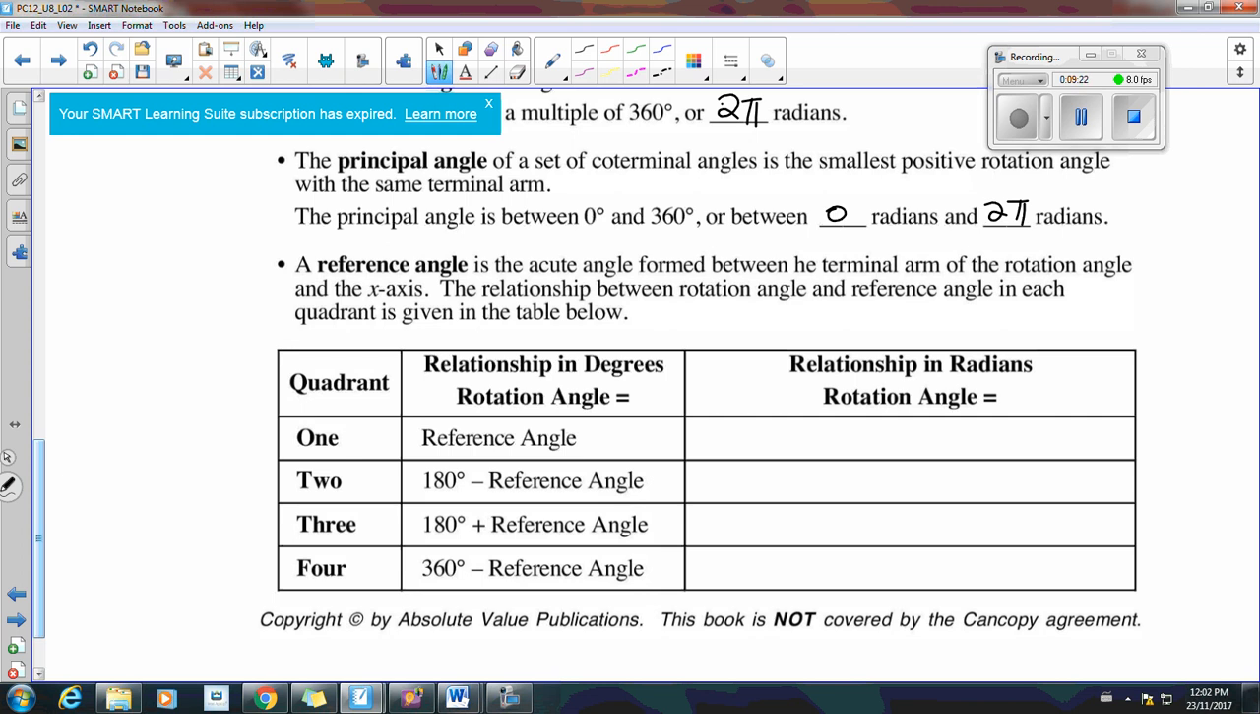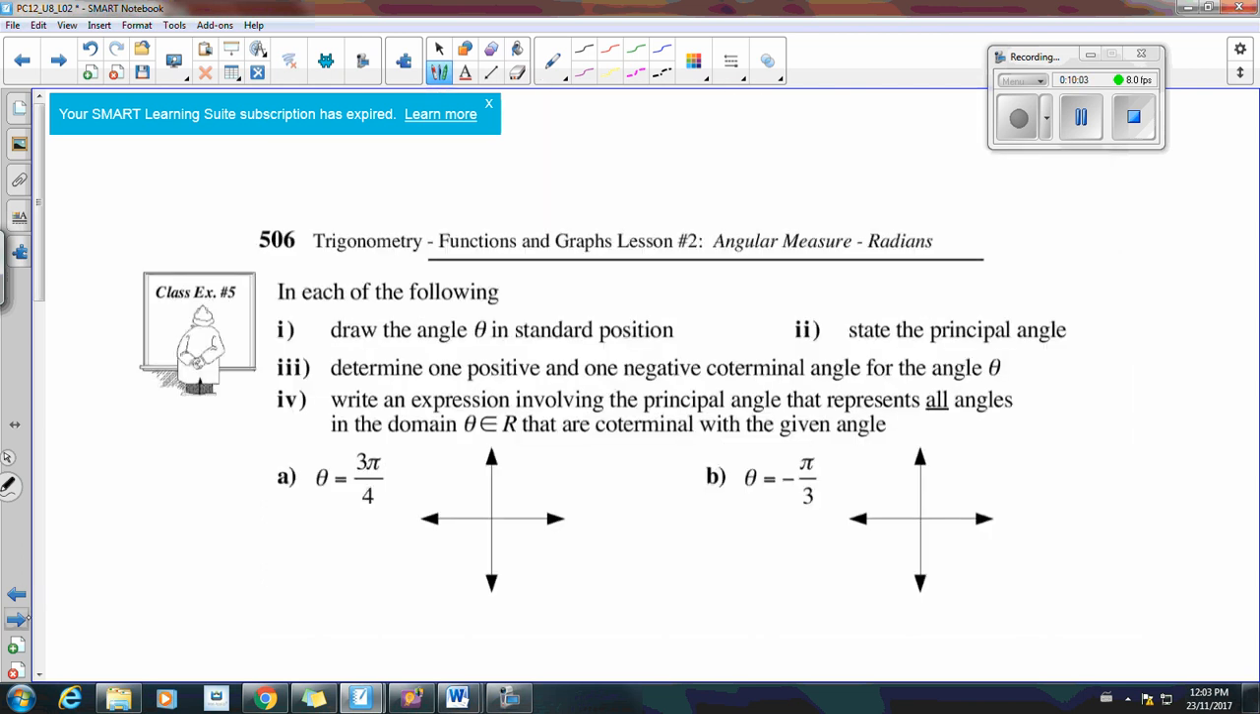So, same thing from last lesson we looked at. In quadrant 1, your rotational angle just equals your reference angle. No matter what units we're in, that's going to be true. For an angle in quadrant 2, the rotational angle is equal to 180 degrees minus the reference angle. Well, in radians, we're going to go pi minus the reference angle. In quadrant 3, the rotational angle is 180 plus the reference angle. If we're working in radians, it's going to be pi plus the reference angle. In quadrant 4, 360 degrees minus the reference angle. So in radians, it's just going to be 2 pi minus the reference angle.